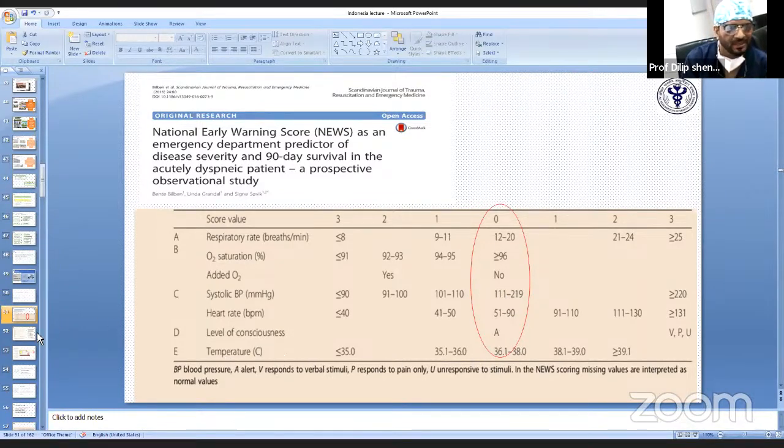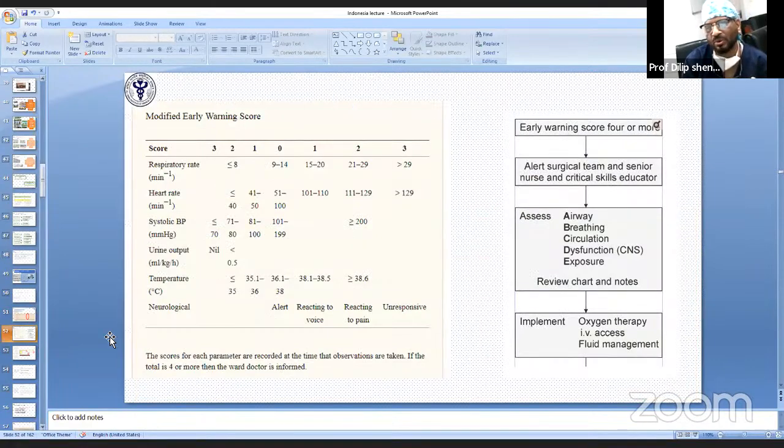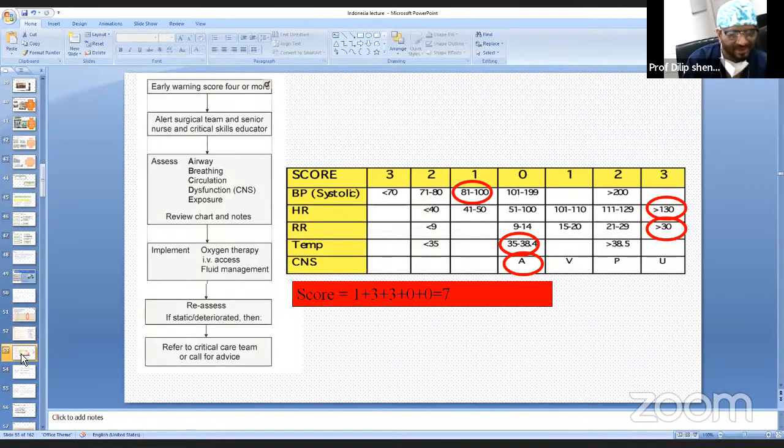This is very important: if the score is more than 4 or 5, you alert the surgical team and senior nurse, then assess airway, breathing, circulation, use chart and note. And if the score is more, you can implement oxygen, IV access, fluid management. Modified warning score includes an addition of urine output. This early warning score is very good for assessing whether a patient requires advanced care or not.